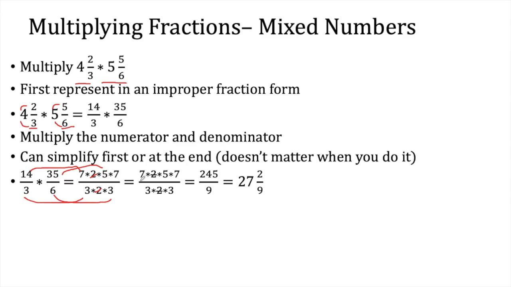So now we multiply 7 times 5 times 7, which gives us 245. And in the denominator, we get 3 times 3, which is 9. And this is the simplified improper fraction, since we have already simplified it in the previous step. And we can represent this in mixed number form. 9 goes into 245 27 times, and the remainder is 2. So our final mixed number form is 27 and 2/9.